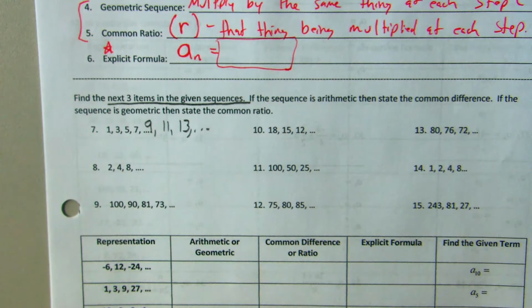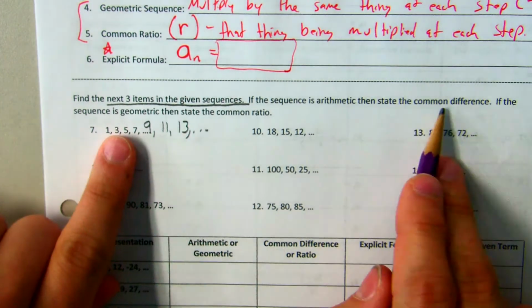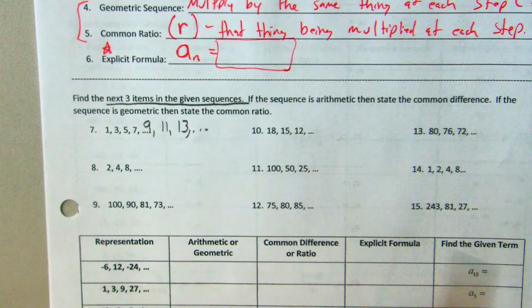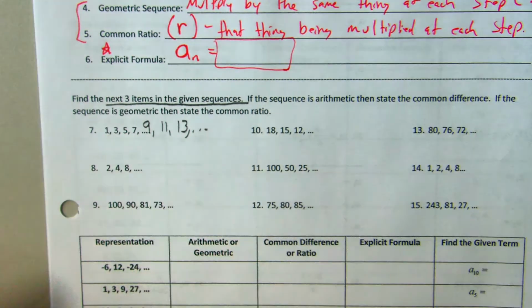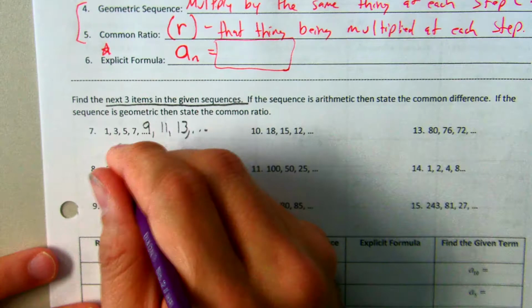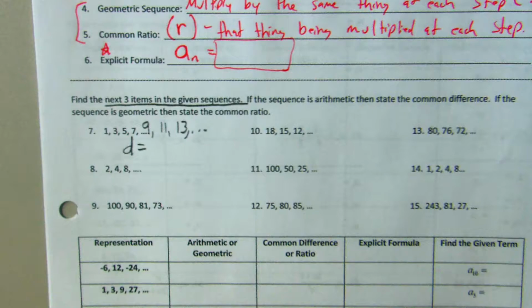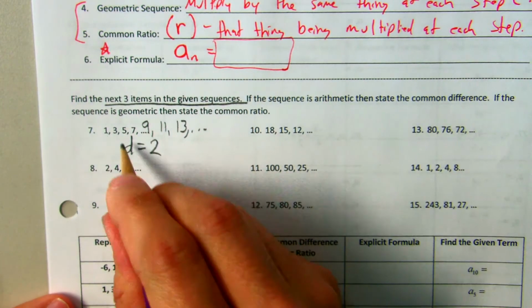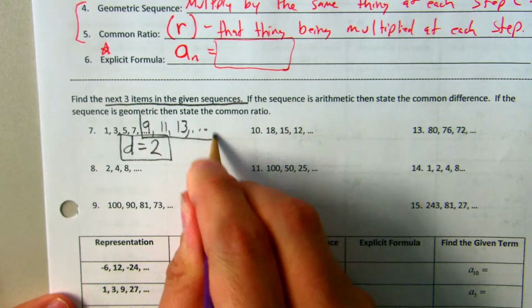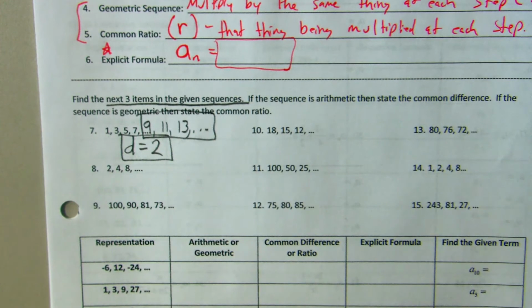Now, you don't really have to say whether you think it's arithmetic or geometric, because you need to state the common difference or state the common ratio. So if you say r equals, that tells everybody that you think it's a geometric sequence. If you say d equals, then it's implied that you think that it's arithmetic. So in this case, d would be 2, because that's what you're adding each time.